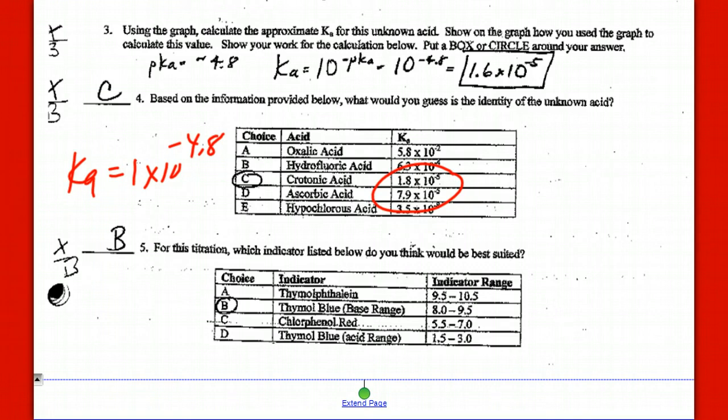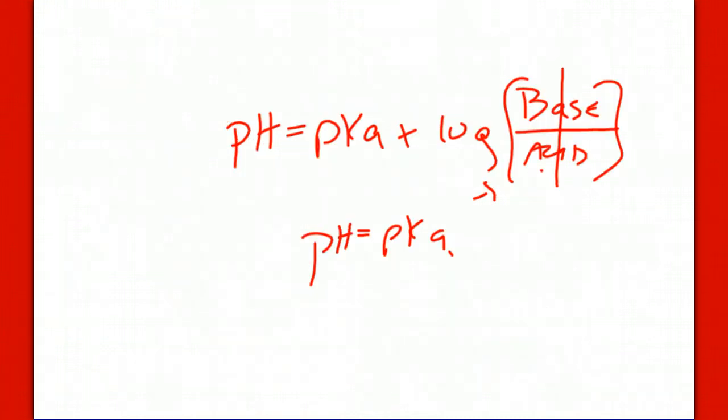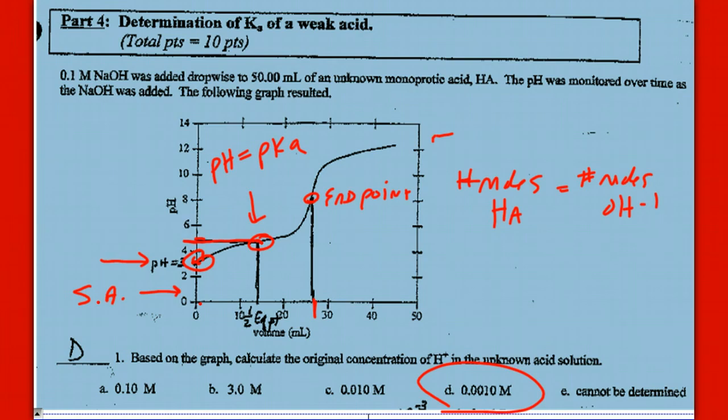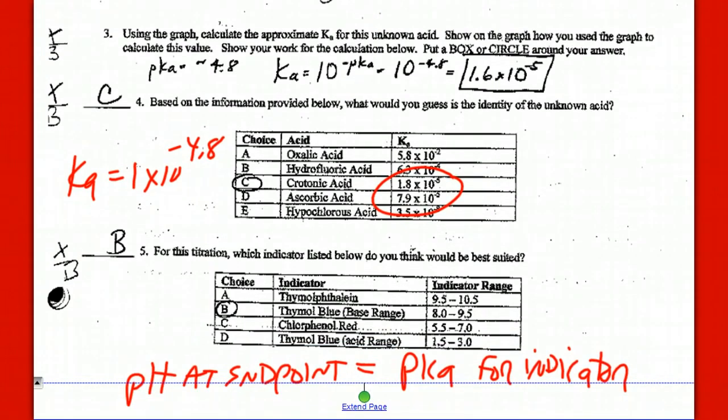Okay, for this titration, which indicator listed below would you think would be best suited? Okay, so the indicator's just a weak acid. So the pH at the end point should come close to the pKa for the indicator. Now this one just gives you the pH ranges for the endpoint. So at the endpoint, if you extrapolate this over, the pH is around 8. So I'm going to be choosing this one right here.